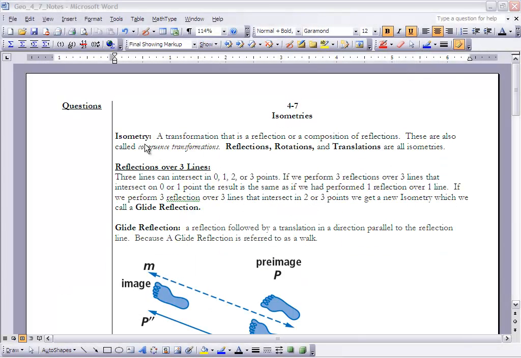Okay, these are the notes for section 4.7, isometries. At the end of lesson 4.6, we summarized the transformations that we've looked at so far: reflections, rotations, and translations. All three of those transformations fall under a larger category, which we're going to call isometries. An isometry is a transformation that is a reflection or composite of reflections. These are also called congruence transformations, and we'll talk about congruence a little bit later on.